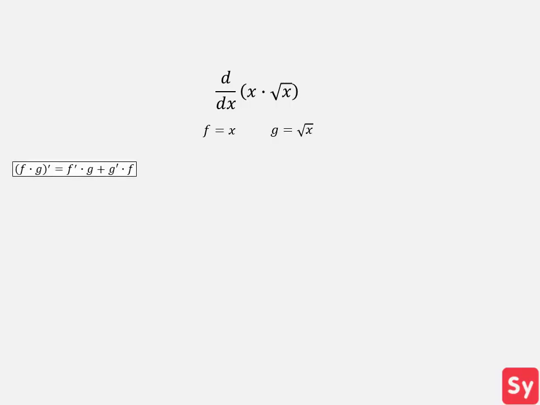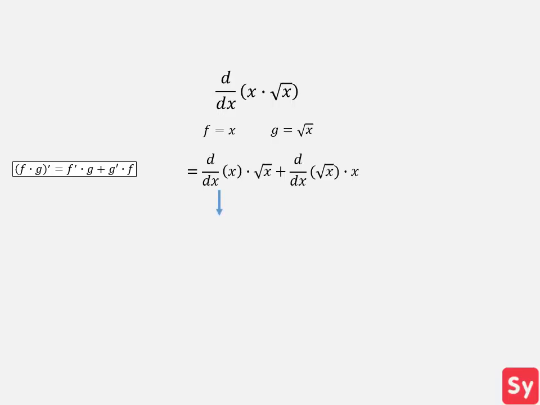Last example, we want to compute the derivative of x times the square root of x. We see that we want to take the derivative of two functions multiplied together, f and g, where f is equal to x and g is equal to the square root of x. So we can use the product rule to solve this. This equals the derivative of x times the square root of x plus the derivative of the square root of x times x.